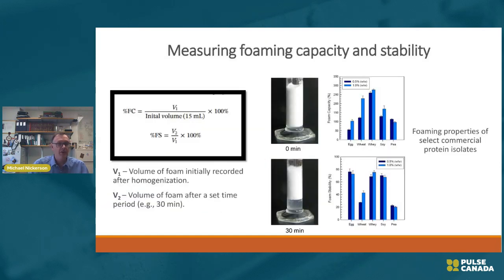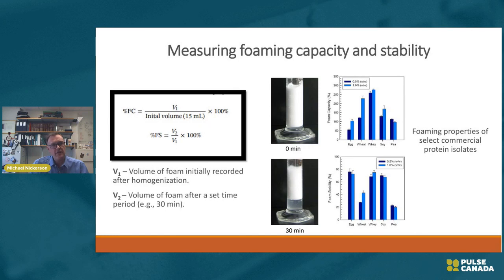This is just an example of the calculation, but as you can see in the picture, that foam starts decreasing, and you see a buildup of that aqueous layer at the bottom. That helps calculate the foam capacity and stability. Now, these figures are just a really quick snapshot of commercial proteins, and I have pea as an example, right at the end, compared to the eggs, soya, and others.